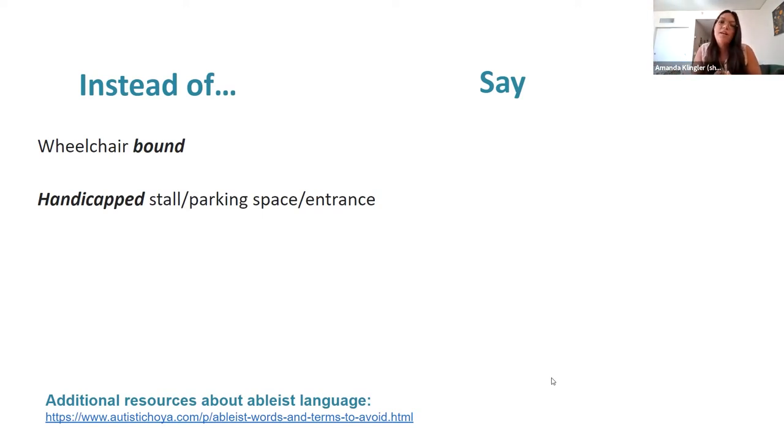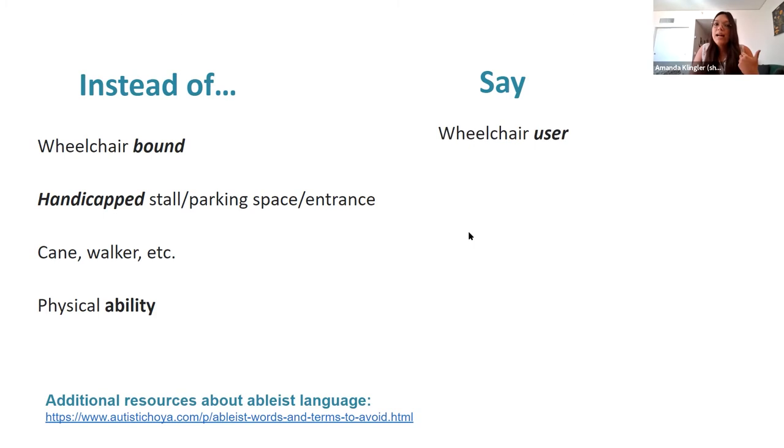There's often the idea of handicapped parking spaces or handicapped stalls or handicapped entrances. Also, the word handicapped is not great. People often refer to things like canes and walkers, or people will say physical ability. And so instead you could say somebody is a wheelchair user, right? They use a wheelchair to facilitate their movement throughout the world.